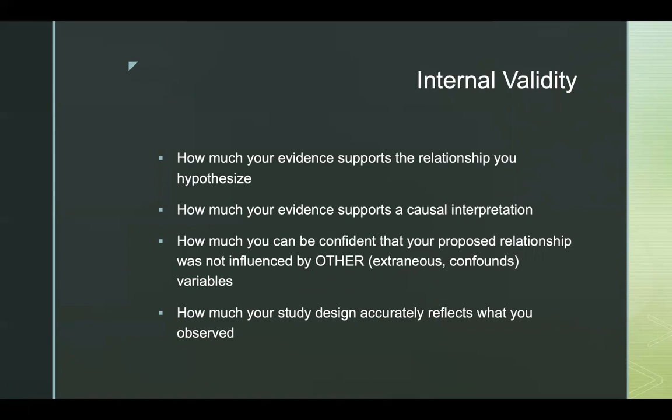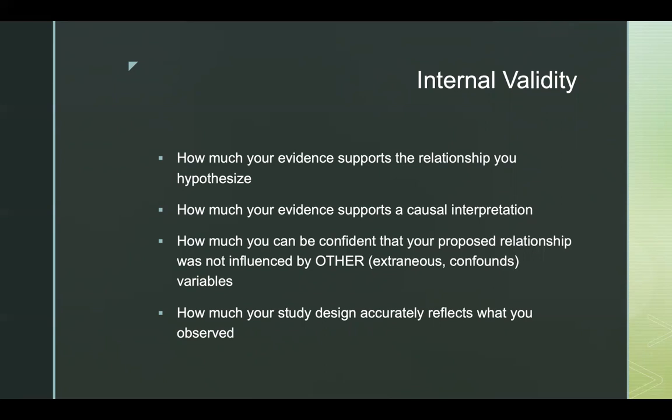It seems to be more of a thing for causal studies because there are more ways in which causal studies can fall apart. But you also want to make sure that with association studies, your correlation is because of the two variables that you're looking at and not some other thing. So really this is about how much your evidence supports a causal interpretation or an association relationship that you hypothesized.